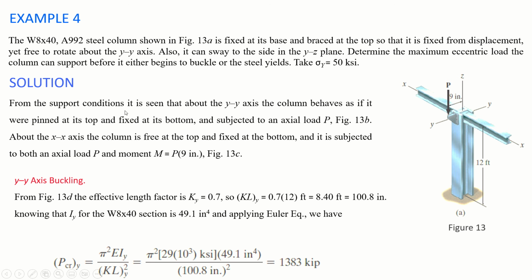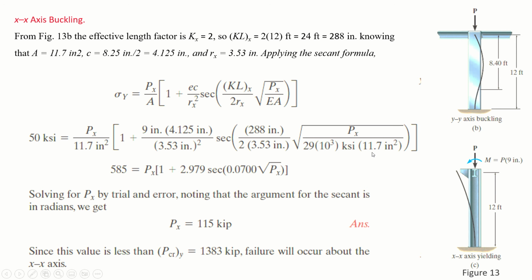Now from the support condition, it is seen that about the y axis the column behaves as if it were pinned at its top and fixed at its bottom, and subjected to an axial load P. So in figure 13b, you can see the deformed shape about the y-axis. So it is like fixed and pinned, and the effective length is 8.4.